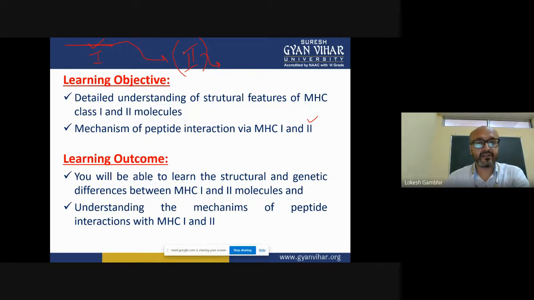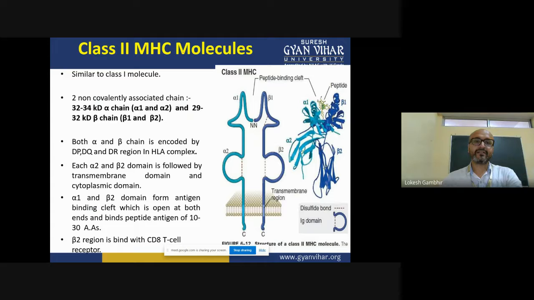That complete aspect we'll be studying in this particular lecture, and that aspect is called antigen presentation. So by the end of this lecture, I expect that we will be winding up this particular understanding of the MHC molecule and the antigen presentation. So let's begin with the class 2 molecule, a similar kind of structure that we had read in the previous lectures, when we were discussing the class 1 MHC molecule.